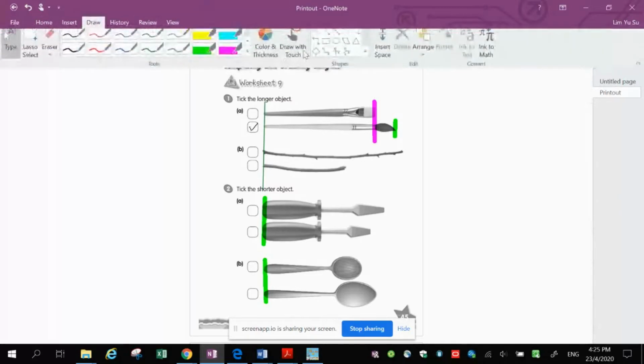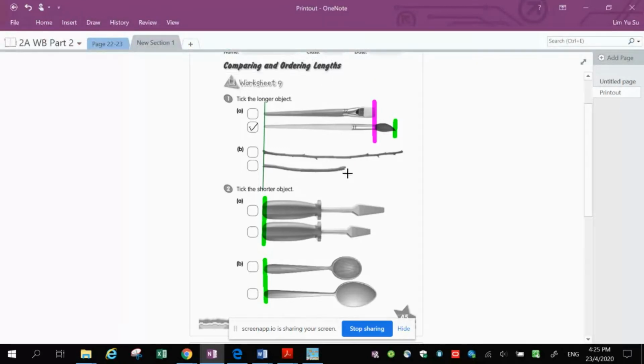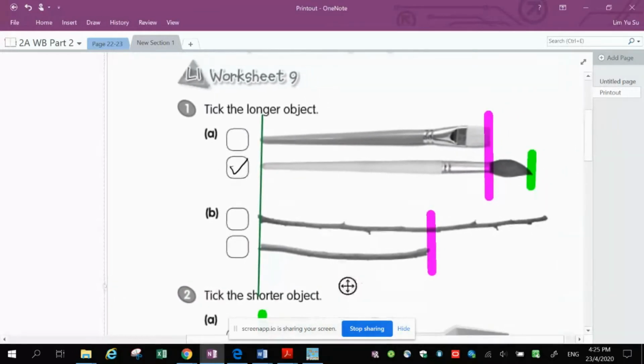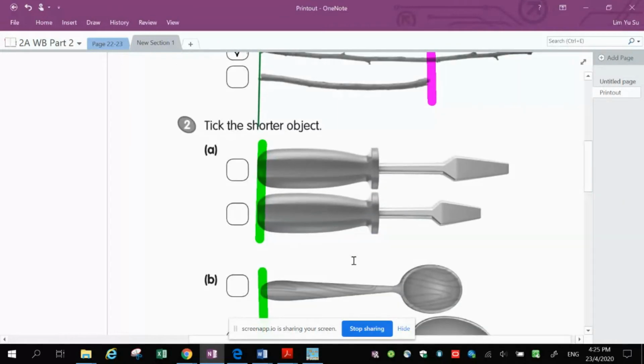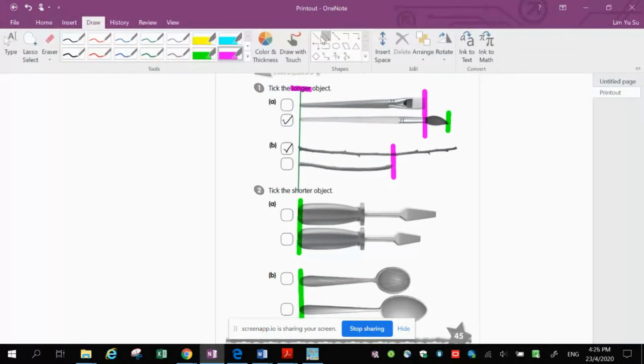Okay, so similarly, if I were to draw a line to compare, I can see that this stick is the shorter one. The one at the bottom is the shorter stick. So to take the longer object, I should be taking this one here. Right, that's the longer object. Okay, looking at question 2 now. Using the same methods, you can check which one is the longer or which one is the shorter object.